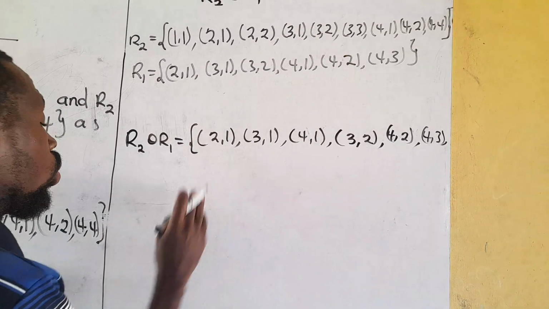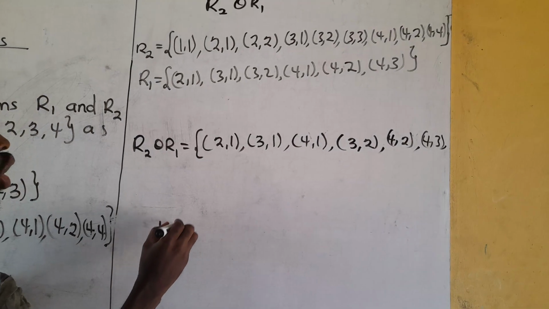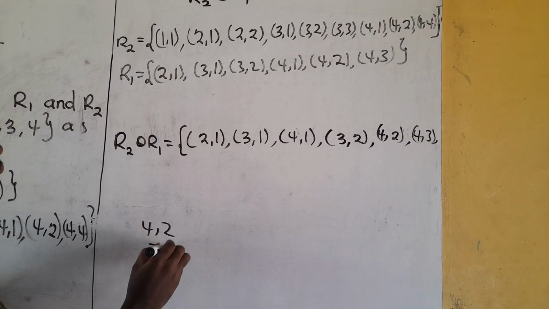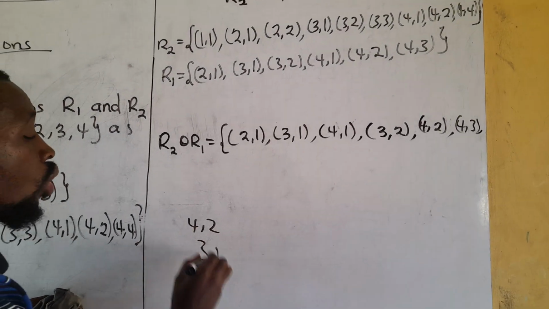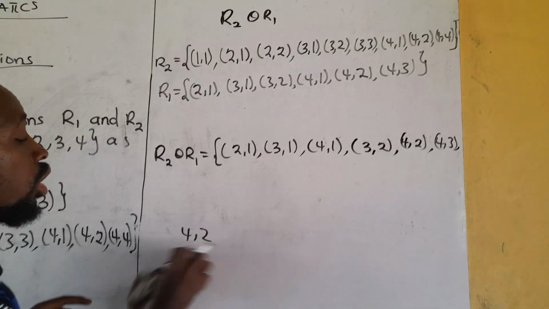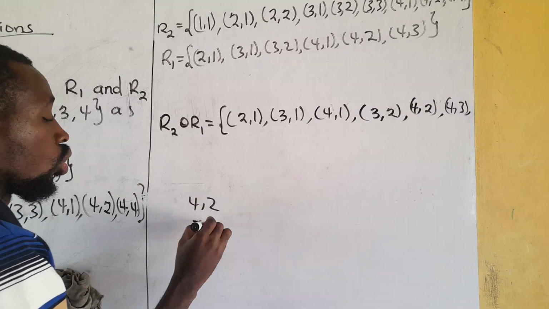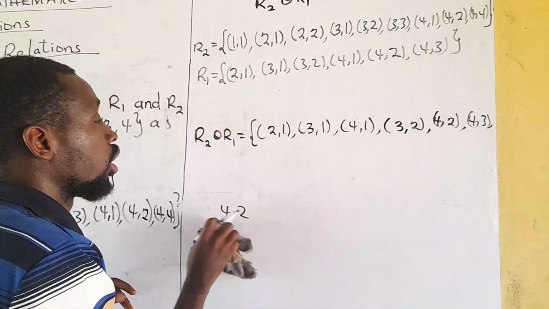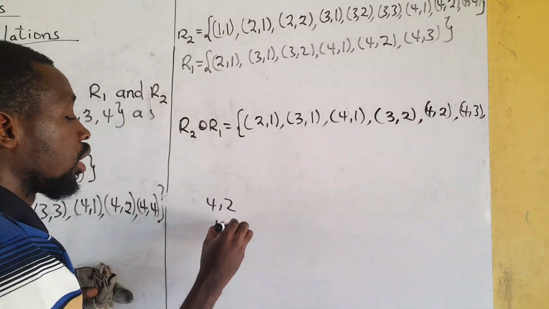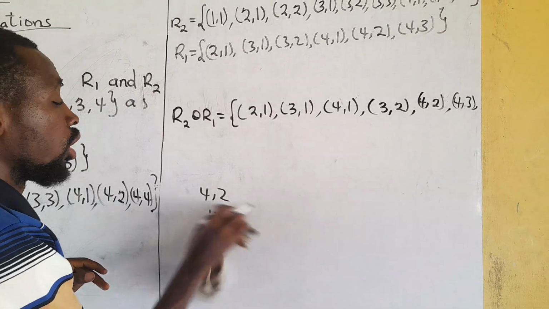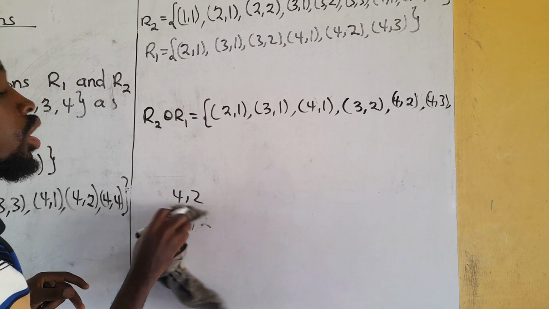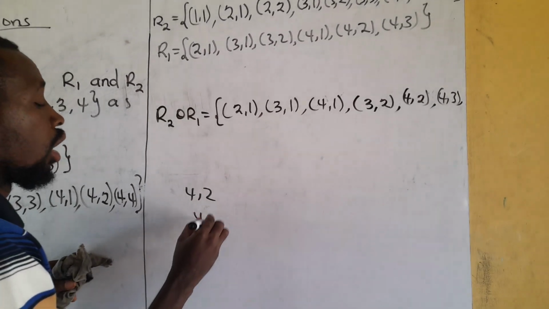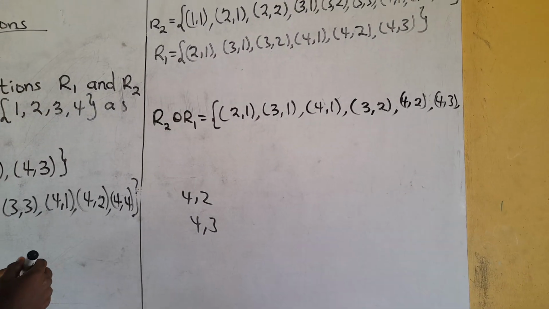We take 4 2, the last two. 4 2 against 2 1, no such corresponding. 4 2 against 3 1, no such corresponding. 4 2 against 3 2, no such corresponding. 4 2 against 4 1, no such corresponding. 4 2 against 4 2 itself, there is no such corresponding. Then 4 2 against 4 3, there is no such corresponding.